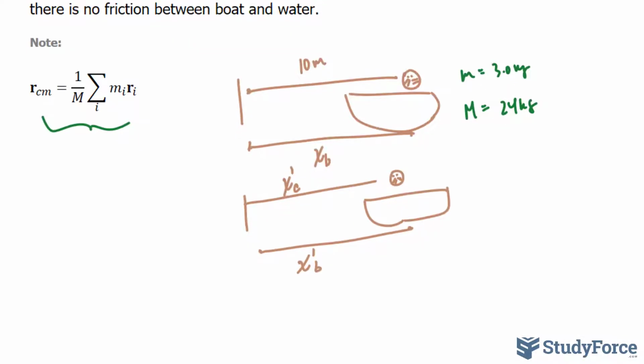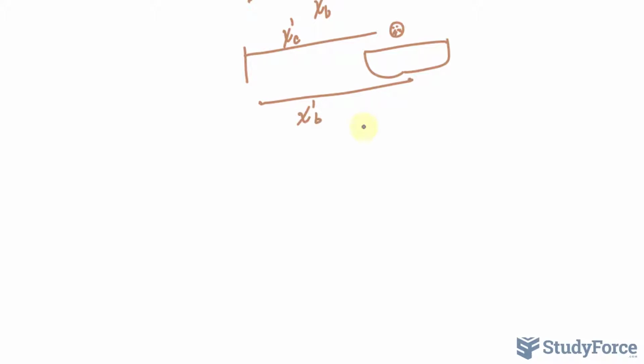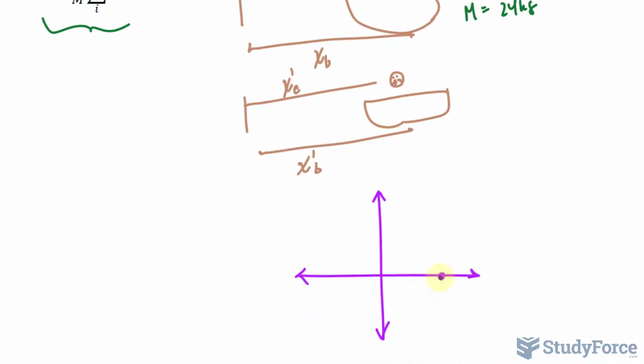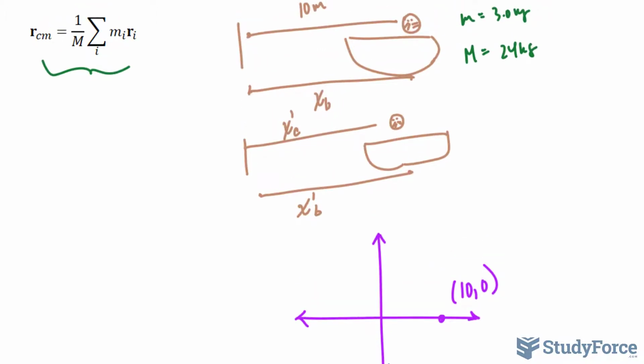With that being said, let me show you what this would look like if we were to put it on an xy plane. This is important because when we deal with this formula, we're dealing with vectors, so we need to know the x and y components. So originally the cat is right here. Let's say it's at a point of 10 and 0. Therefore, it has an x component of 10 and a y component that doesn't exist. It's 0.